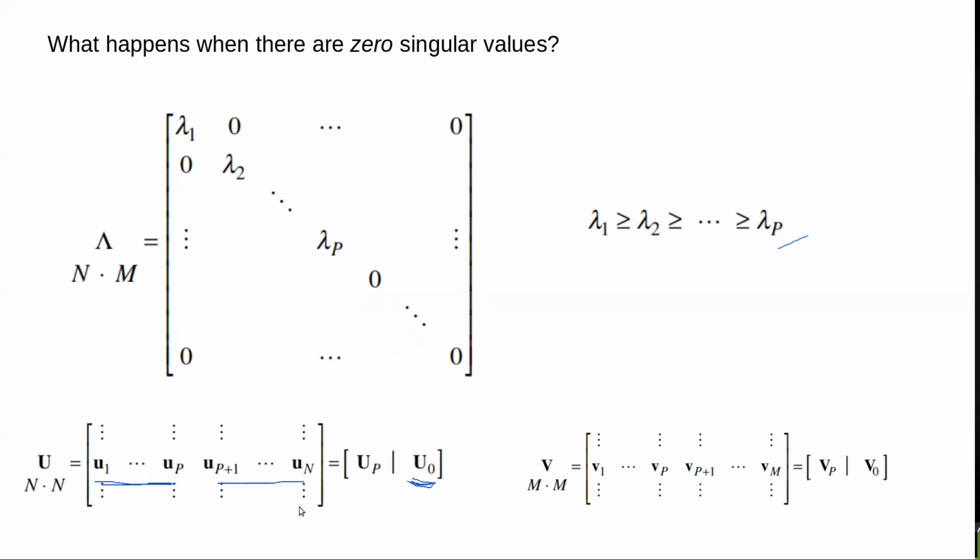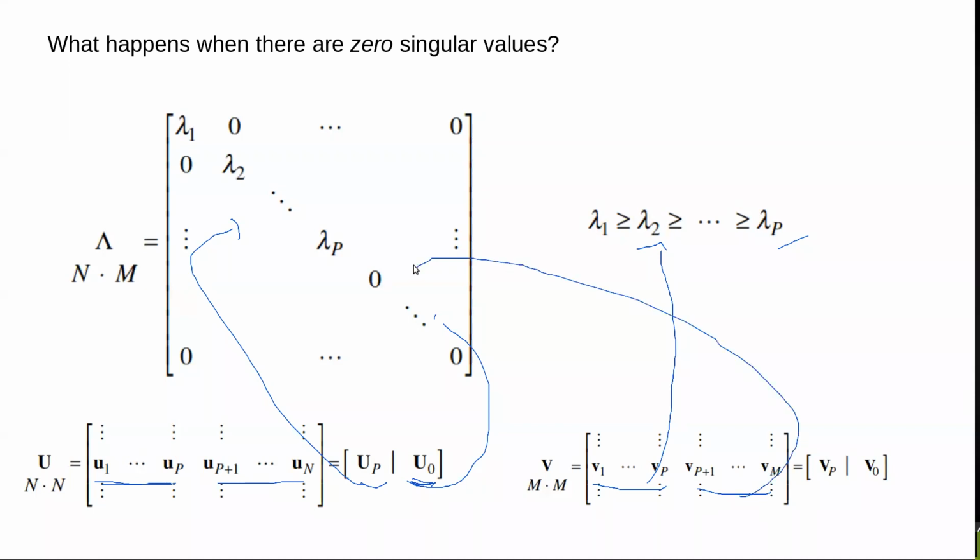So we group the U's into U_P and U naught, where U_P is associated with the non-zero part of the singular values, and U naught is associated with the zero part of the singular values. Similarly, for V, we decompose that into V1 to VP, associated with the P non-zero singular values, and VP plus 1 to VM, the singular vectors associated with the zero singular values, so V naught. Okay, so this is how we decompose that.